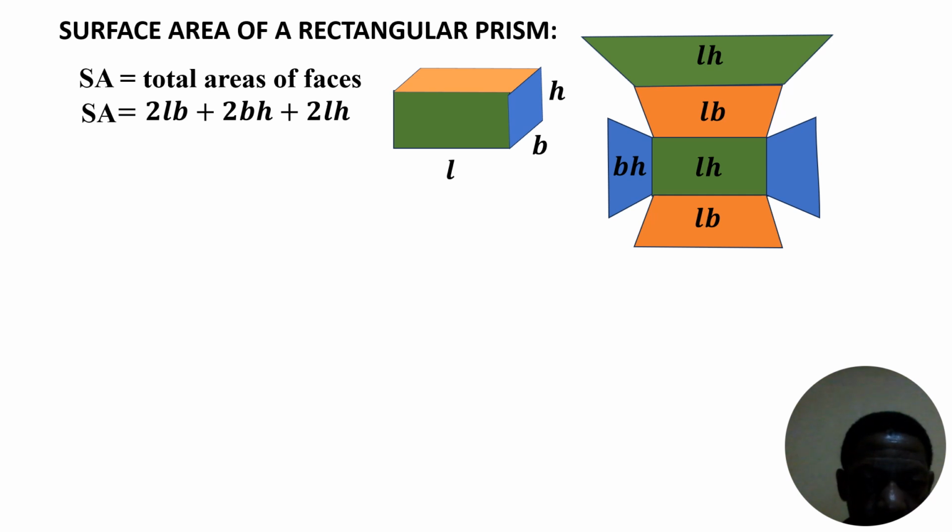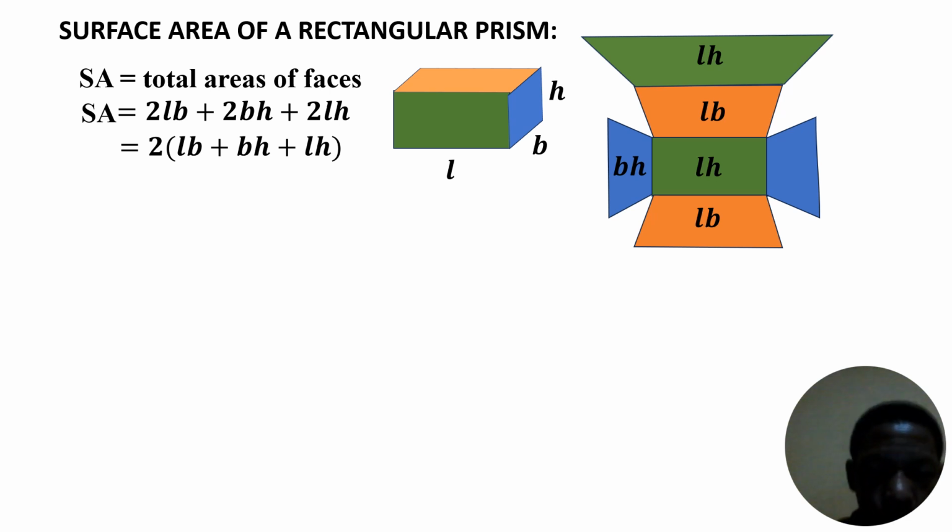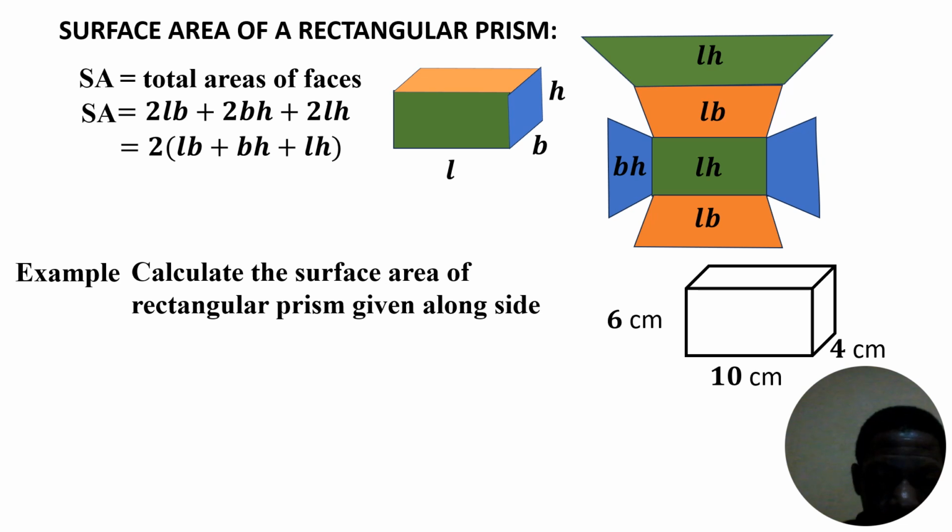We are having area of breadth times height. How many of them? 2. We are having length times height. How many of them? Also 2. And then we have to substitute from this formula. Right. Let me also indicate that this formula, it is simplified by taking out the highest common factor. So in this case, 2 is the highest common factor, so we have just simplified it. You can use either this formula or the original formula. Right, let's use the original one for this activity.